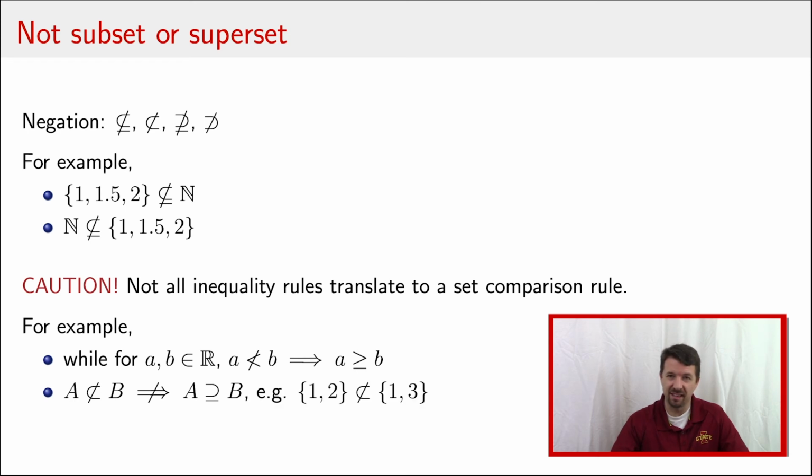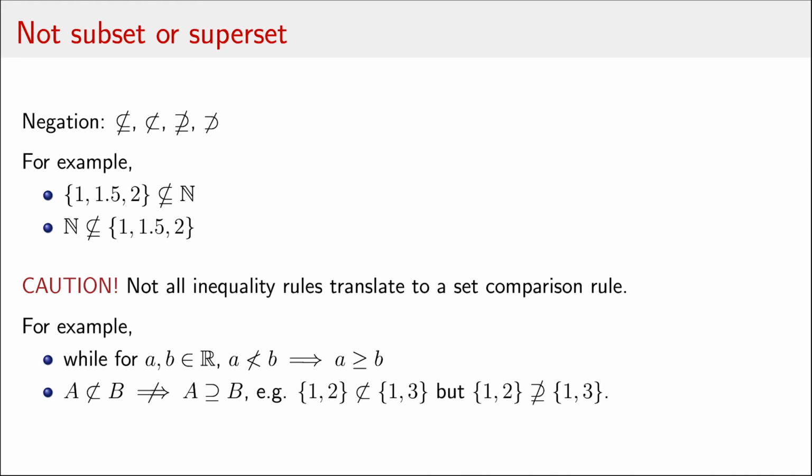And you can tell it's not the case with a simple counterexample. Here we have the set that has the integers 1 and 2, and it's not a subset of the set that has the integers 1 and 3. But it's not true that the set 1, 2 is a superset of the set 1, 3. And so that's just an example where that relationship does not hold. So the main point here is if you're using the negated versions of these set comparisons, you need to be a bit careful about what rules apply.